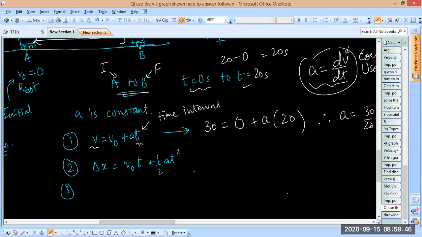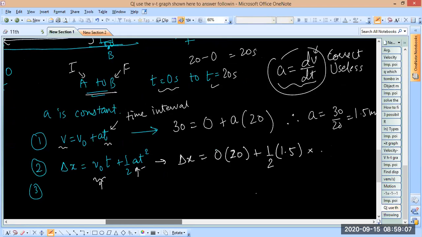So now we have to use this. Delta x is equal to initial velocity v0, which is 0, given in the question, into t, which is 20 seconds, plus 1 by 2 a, what is a? 1.5, right? Into t square. t is 20, 20 square is 400. So this is equal to 0 into 20 which is 0, and this is going to be 300. So that's your answer, 300 meter.